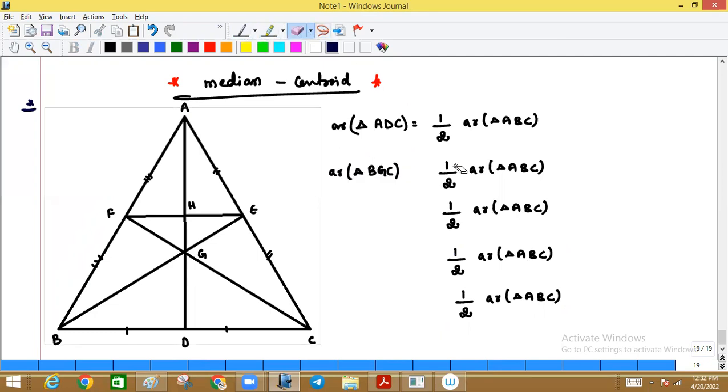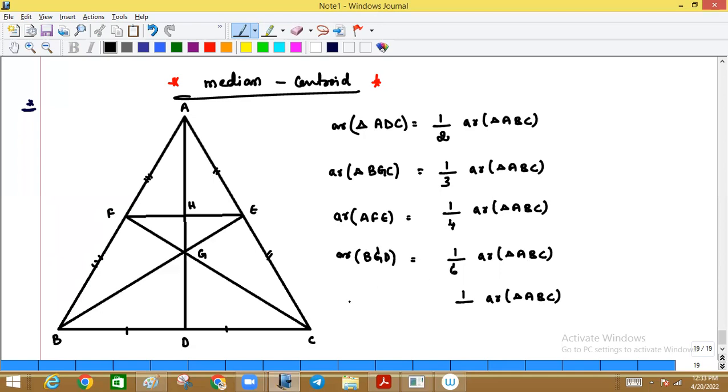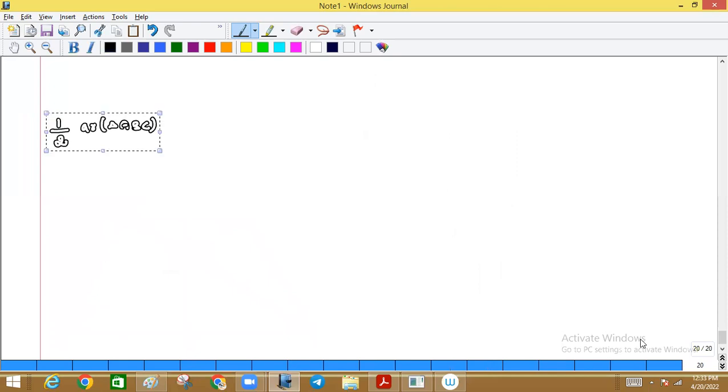BGC is what part? 1/3. So it is 1/3. Area of AFE: AFE is what part? 1/4. Any small triangle you take, like BGD, it is 1/6. If you take the area of EFG, it is 1/12. Is that clear? Take the same triangle.